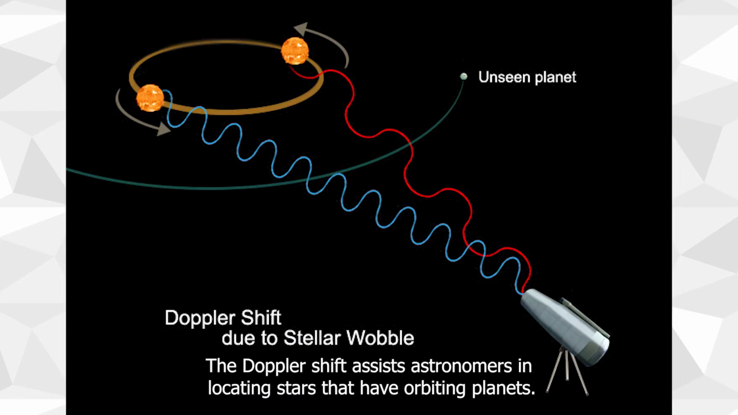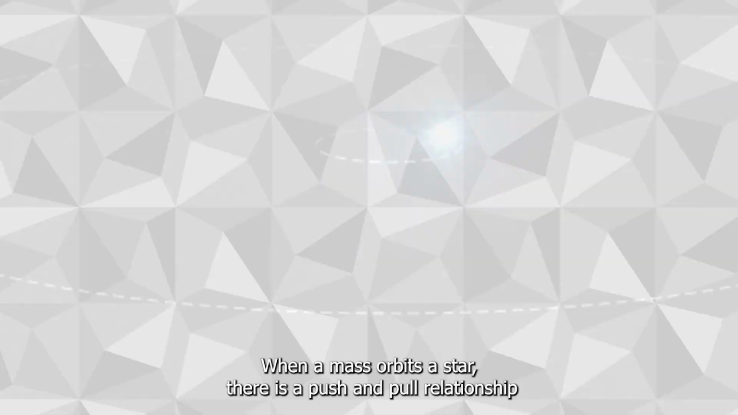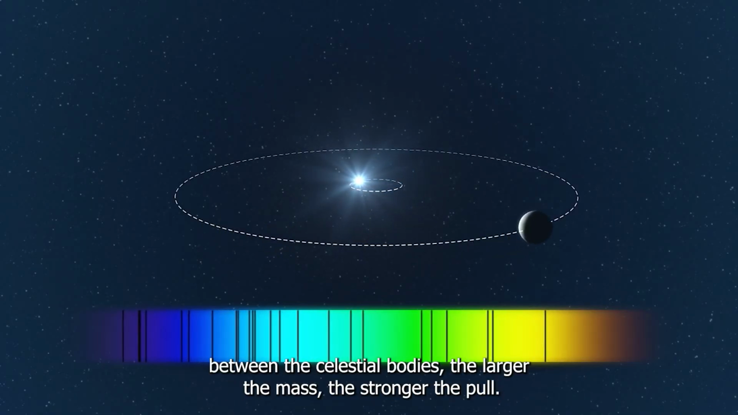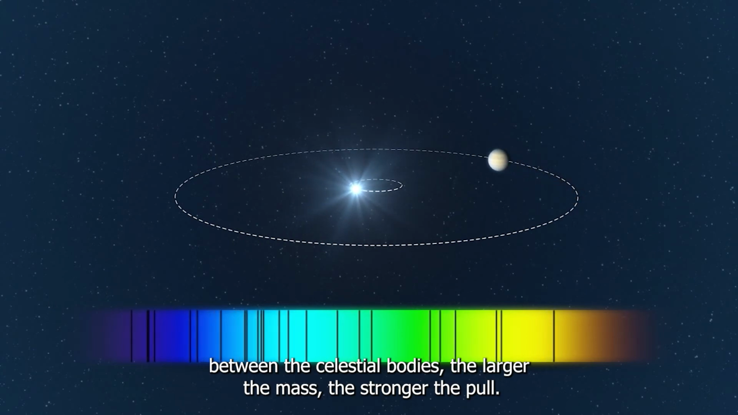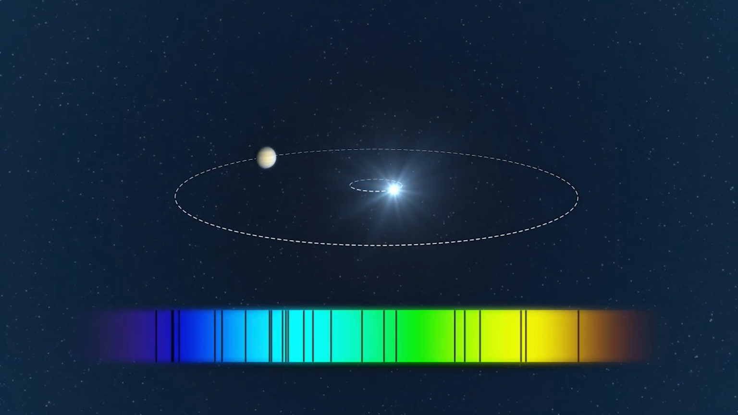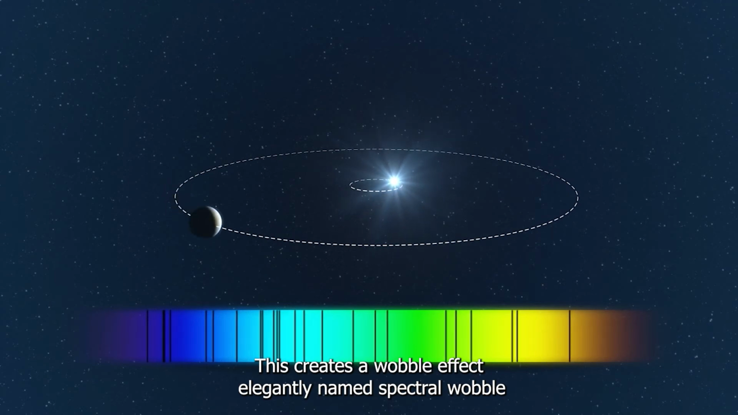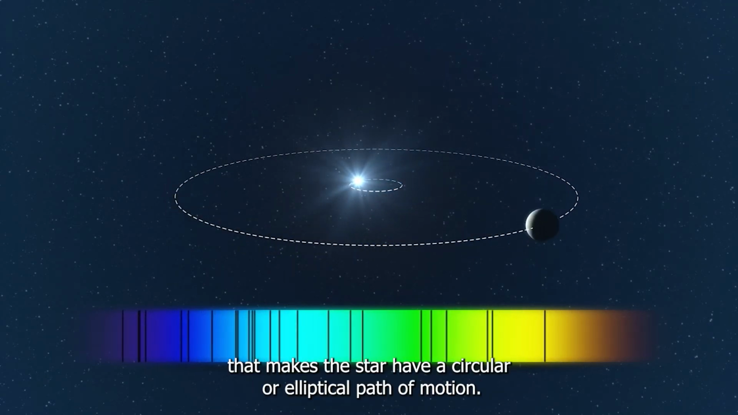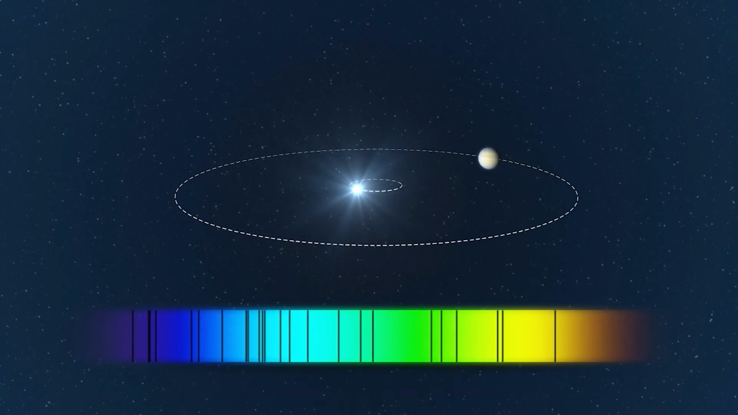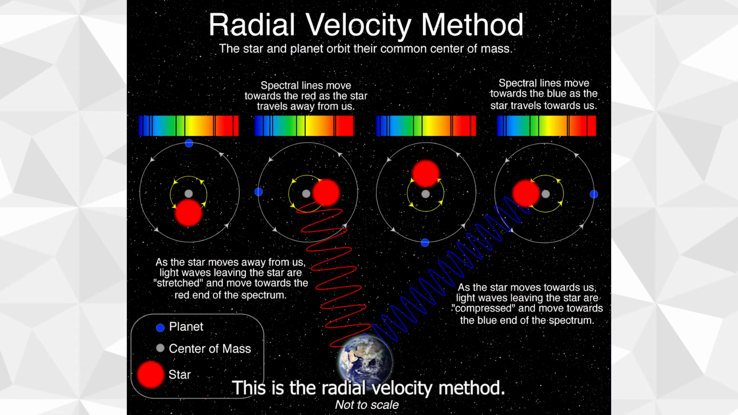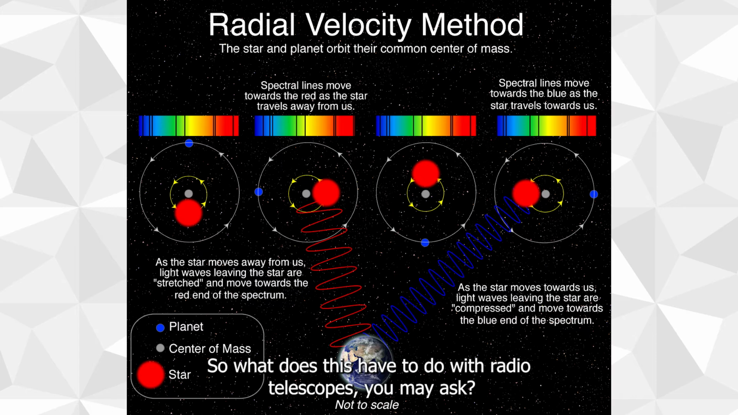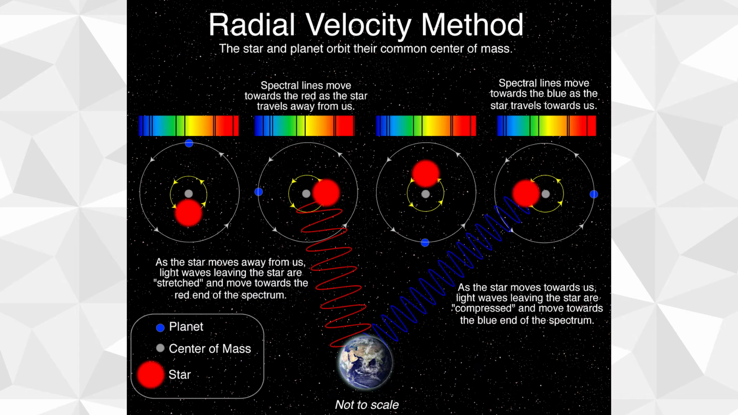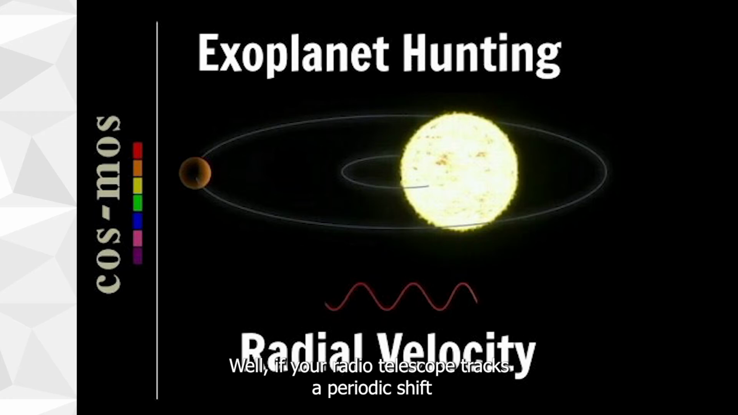The Doppler shift assists astronomers in locating stars that have orbiting planets. When a mass orbits a star, there is a push and pull relationship between the celestial bodies. The larger the mass, the stronger the pull. This creates a wobble effect, elegantly named spectral wobble, that makes a star have a circular or elliptical path of motion. This is the radial velocity method. So, what does this have to do with radio telescopes, you may ask? Well, if your radio telescope tracks a periodic shift of spectral wobbles, we know we found a planet in orbit.